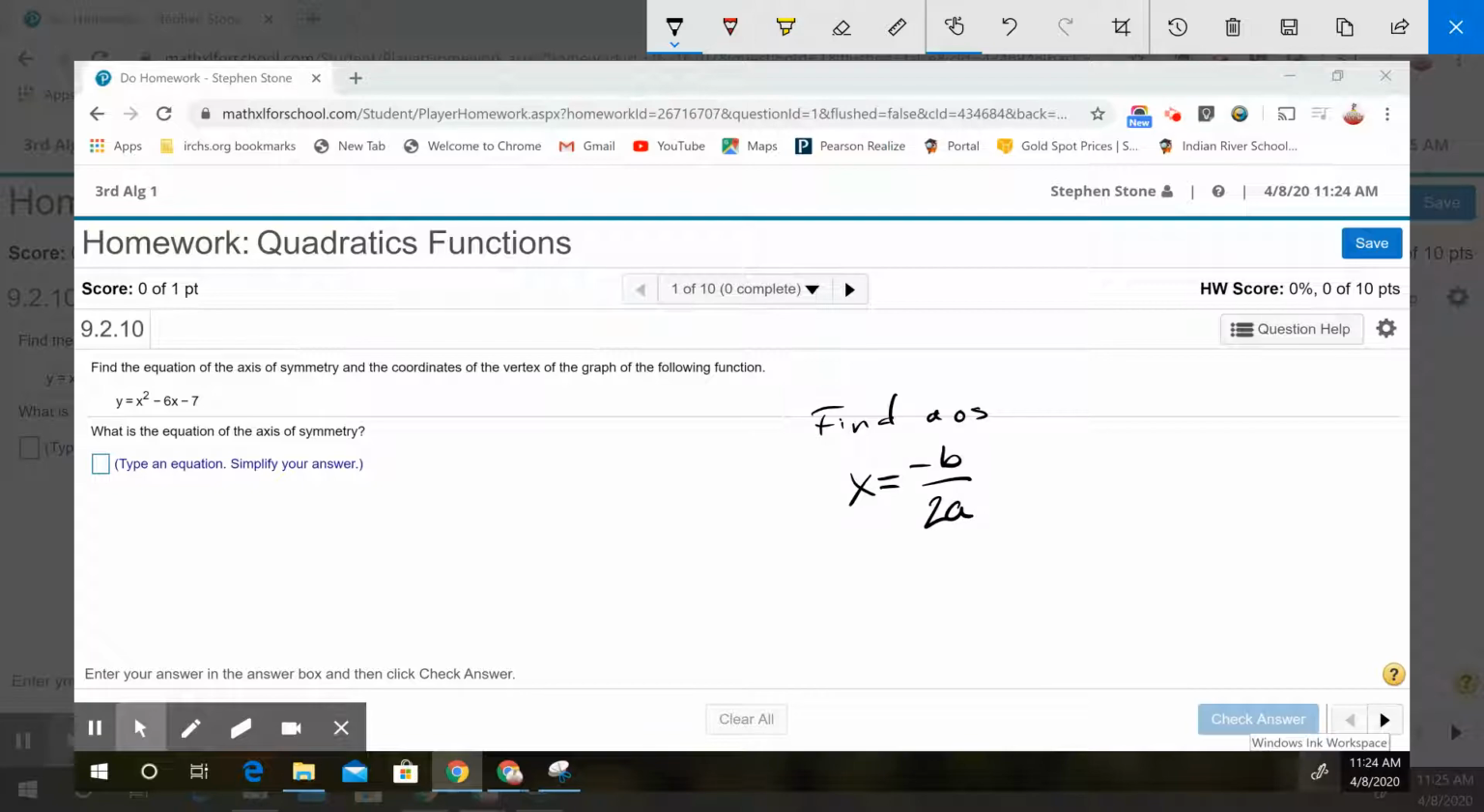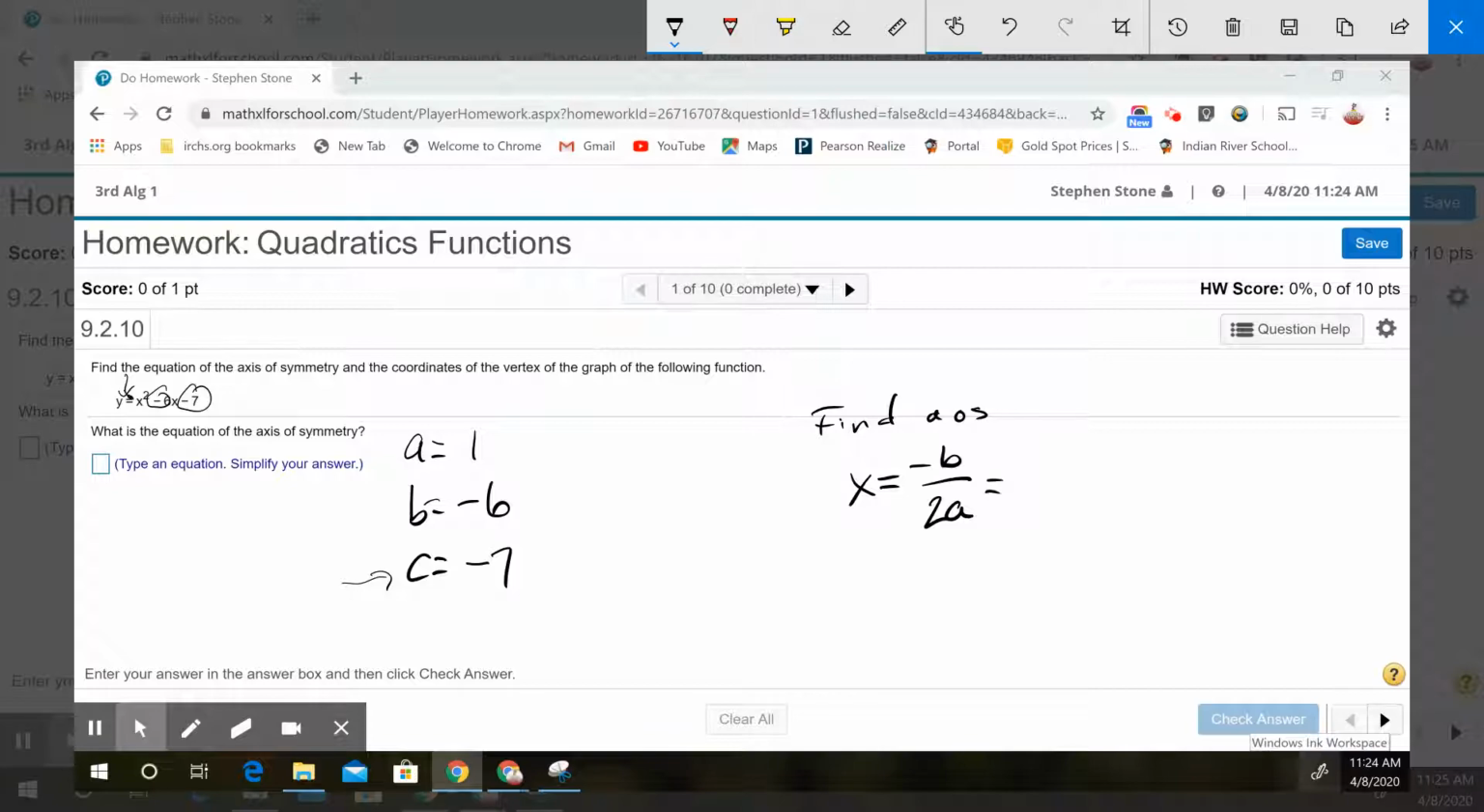Okay, now for this equation, we need to identify a, b, and c. Might as well do it for every quadratic equation that you do. A is in front of the x squared term, right there, and that's 1. B is negative 6, not 6, negative 6. And c is negative 7. Now for the axis of symmetry, you really don't need c. But if you're graphing, you will.